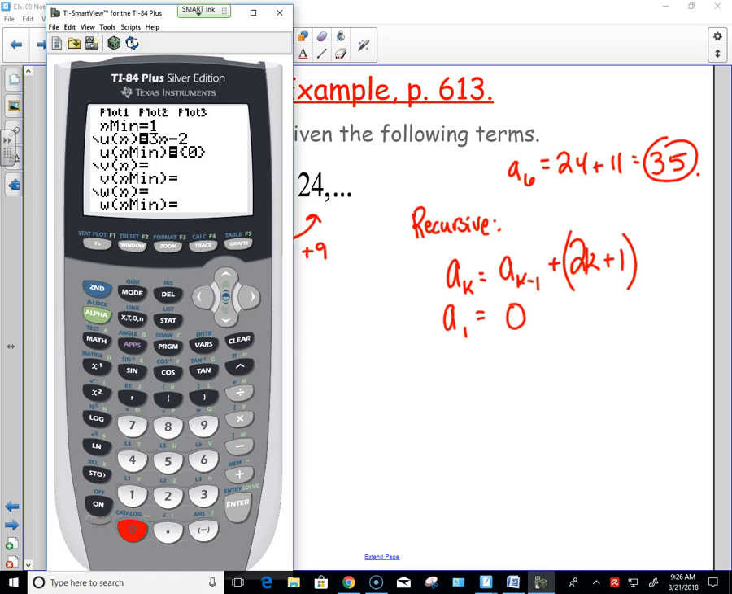But here's the dilemma, guys. I don't have an nth term formula yet for this sequence. All I have is this recursive formula that says, to get to the next term, you have to use the previous one. Let me show you how to do that in the calculator.